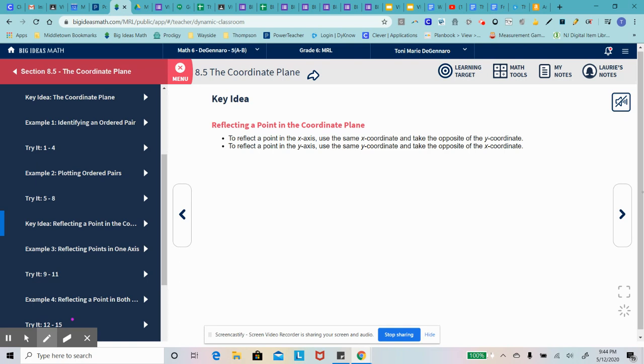I'm going to do an example of (3, 4). It says reflect a point in the x-axis. So here's the x-axis right here, and use the same x-coordinate. That means we're going to keep that, but take the opposite of the y-coordinate. And we learned about the opposite. So the opposite of the y-coordinate, the opposite of 4, is going to be -4. And you just reflected a point in the x-axis.